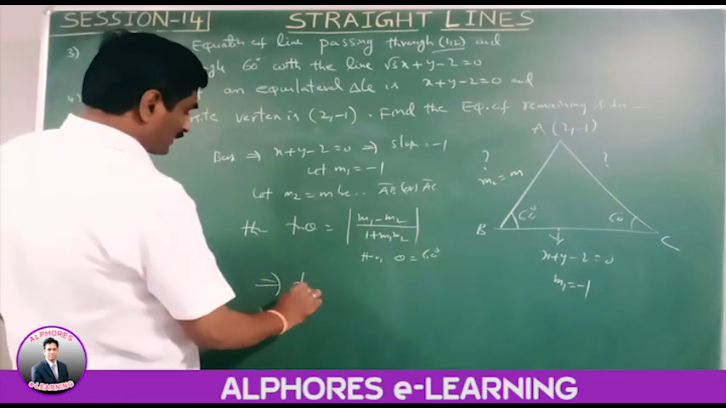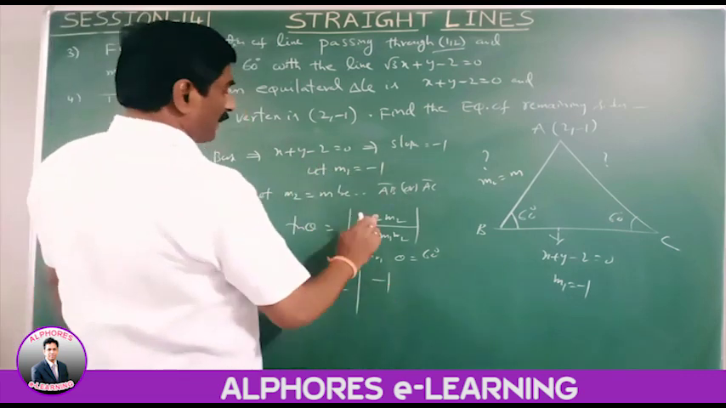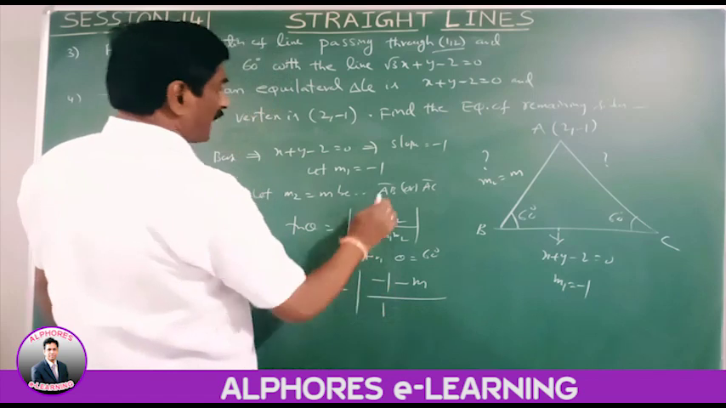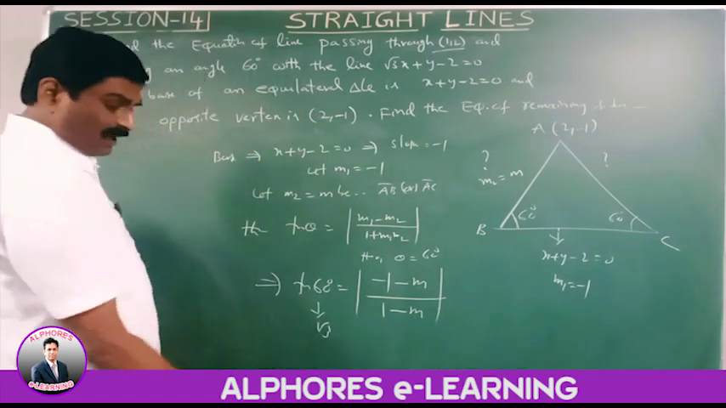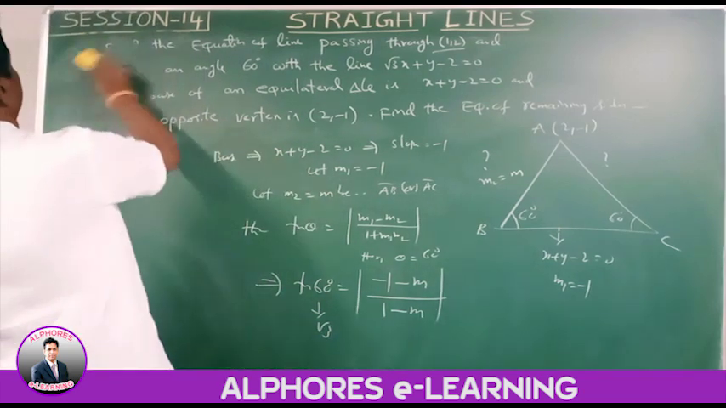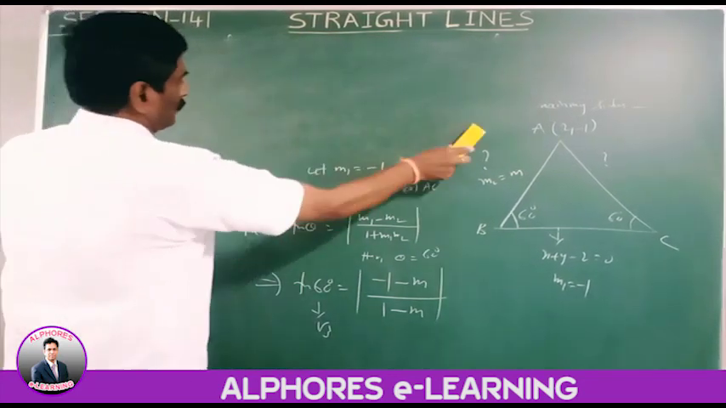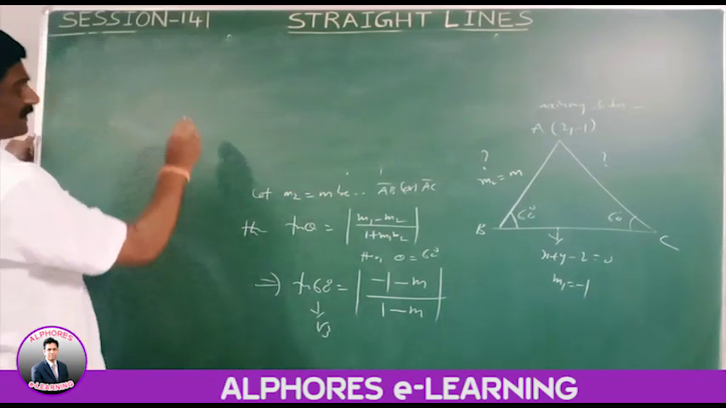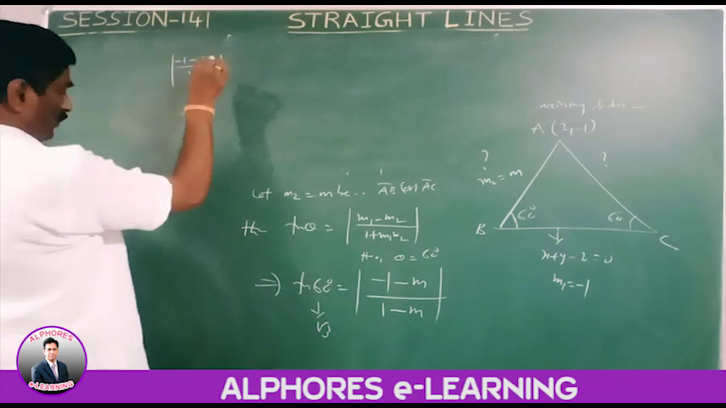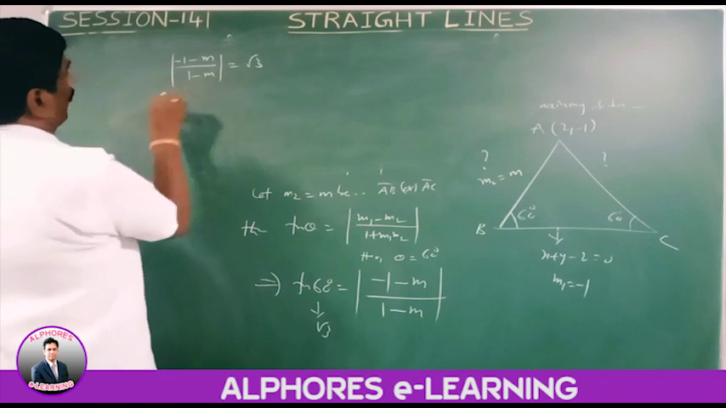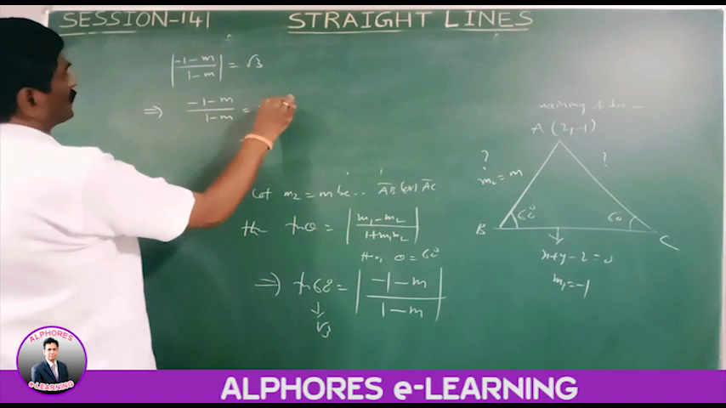Tan 60 is equal to mod of (m1 minus m2) by (1 plus m1 m2), where m1 is minus 1 and m2 is m. So it is minus 1 minus m by 1 plus (minus 1) into m, which is 1 minus m. Tan 60 means root 3. After simplification, first we remove the mod. That means mod of (minus 1 minus m) by (1 minus m) is equal to root 3. After removing the mod, (minus 1 minus m) by (1 minus m) is equal to plus or minus root 3.